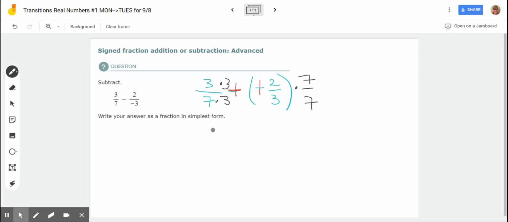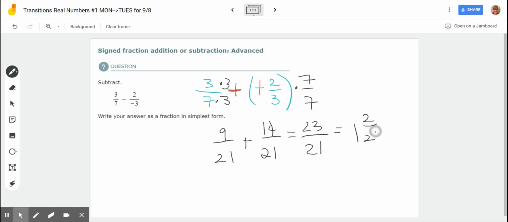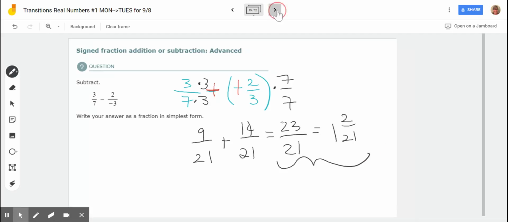And you're going to get 3 times 3 is 9 over 21 plus 14 over 21, which is 9 plus 14, which is 23. 23 over 21, or 1 and 2/21. 21 goes in there one time and there's 2 left over. Again, not sure which way Alex wants it.